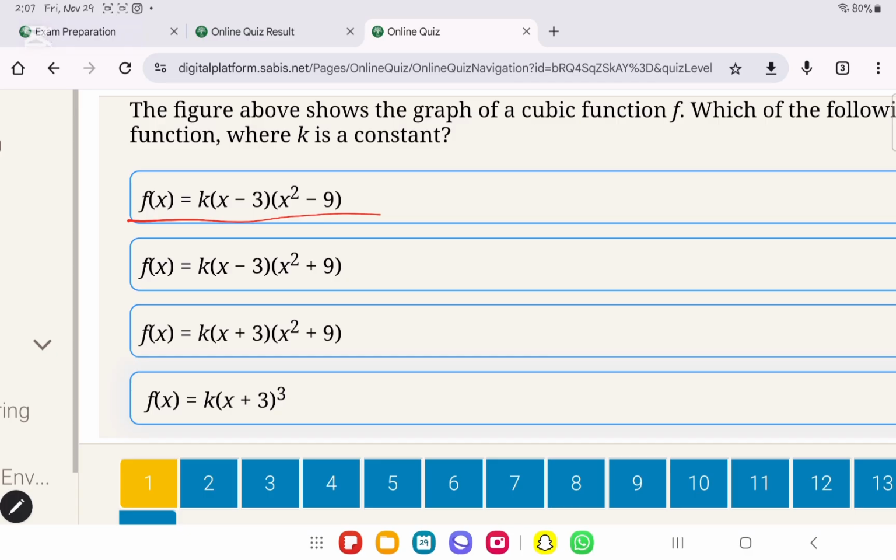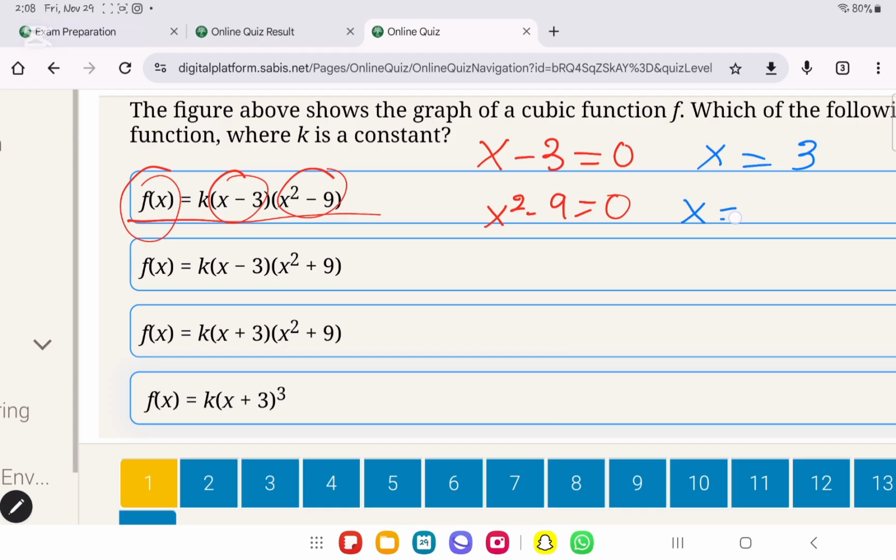First thing they are telling us is that the function f(x) is equal to constant k, (x minus 3), (x squared minus 9). What's going to happen here is that you're going to take both of these and solve them. So how do you solve them? You're going to take x minus 3 equals 0 and x squared minus 9 equals 0. Then solving it, you're going to get the solution x is equal to 3. And here, x is equal to plus or minus 3. So this is the equation for the first one.